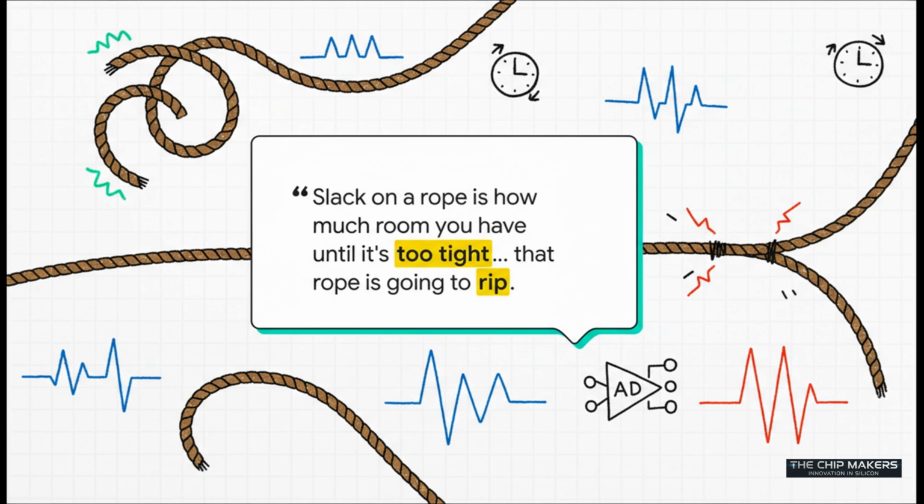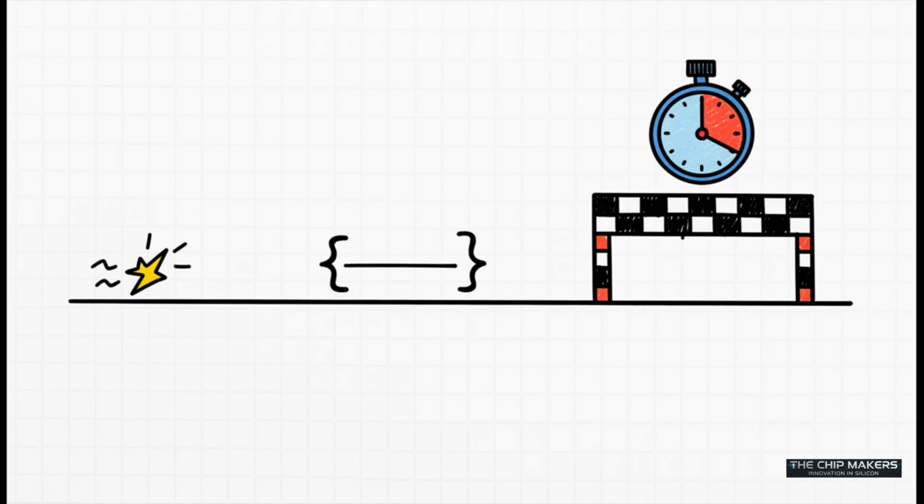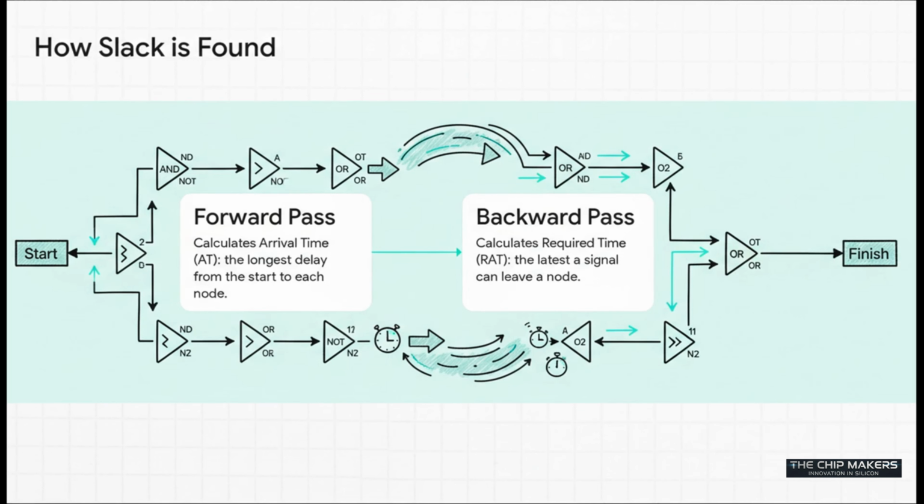But what happens when that rope gets pulled tight? When there's no slack left, it's about to break. So, to put that in more formal terms, slack is simply the difference between the required arrival time, that's the absolute latest a signal can show up without causing a problem, and the actual arrival time, which is the tool's calculation of the longest it could possibly take for that signal to get there. And it all comes down to this one simple, beautiful equation. For every single one of those millions of paths, the tool does this calculation. Required arrival time minus actual arrival time equals slack. That one number is the final grade for that path. It's that powerful.